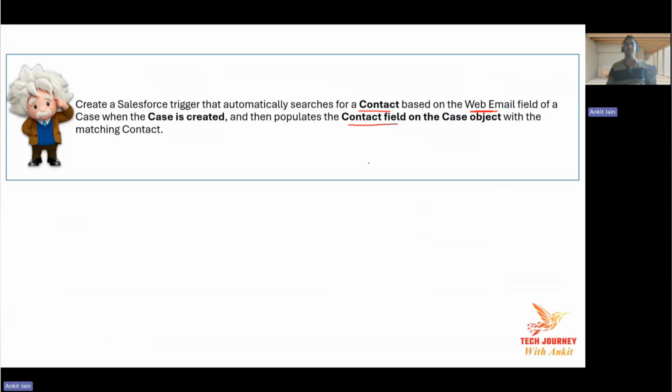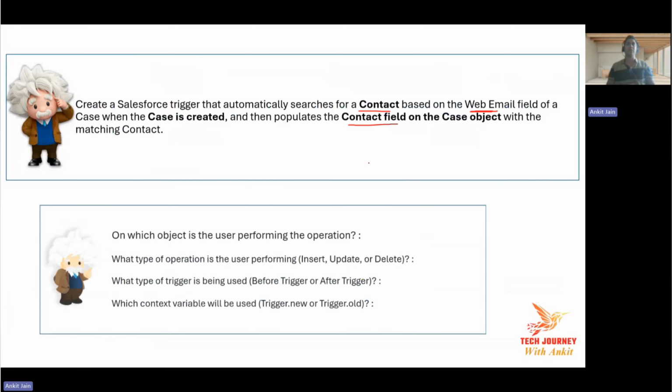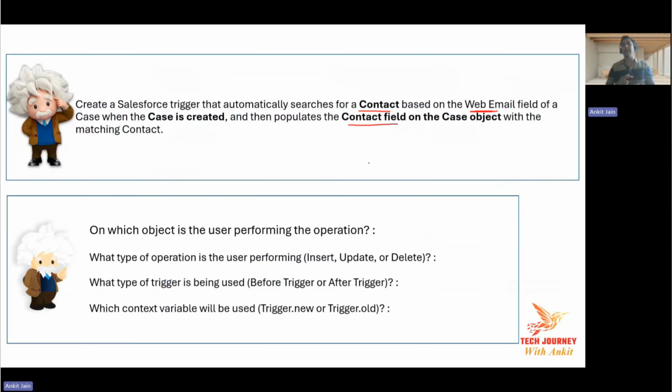Now again, like we have done in the last session, I want you guys to pause the video and answer these 4 questions, because if you answer these 4 questions, most of the things will be clear, what should be your next step while writing down the trigger. The first question here is, on which object the end user is performing the operation. My problem statement says that when the case is created, so the end user is performing the operations on the case object here.